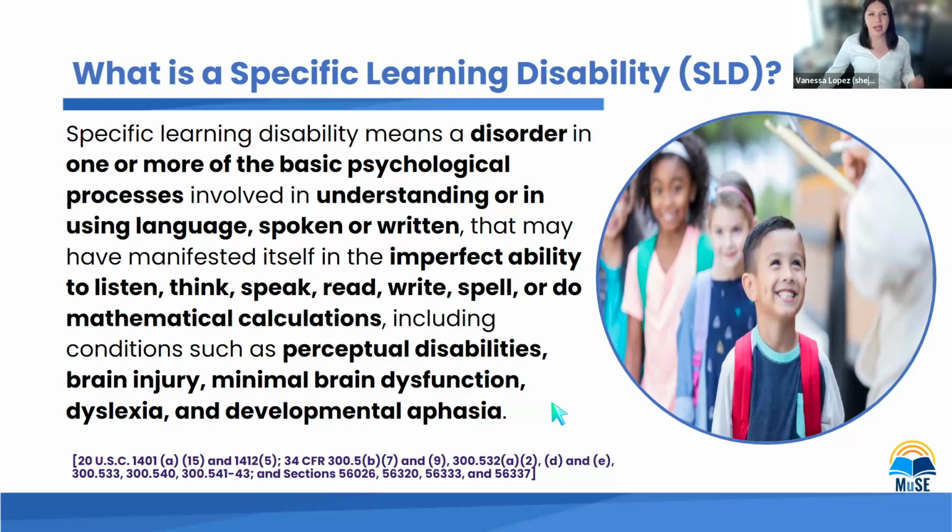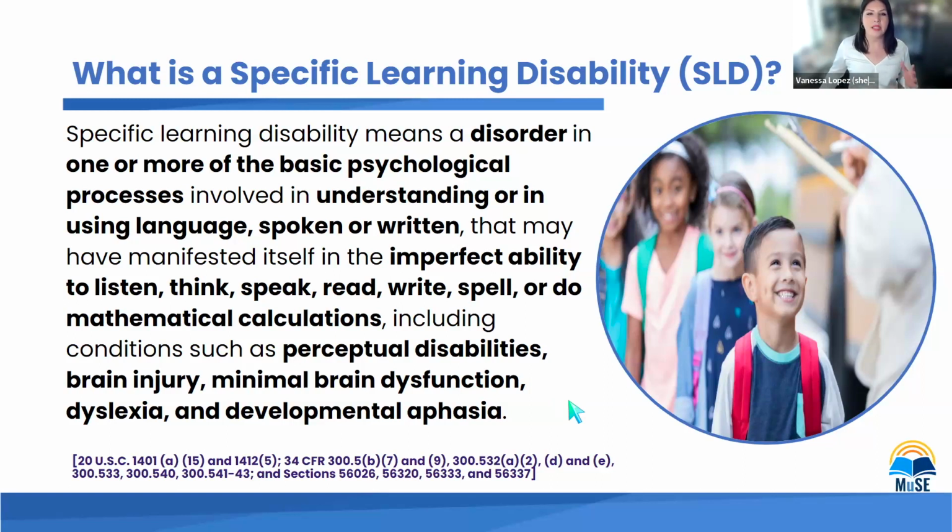So when we're talking about SLD, we're talking about a disorder in one or more of the basic psychological processes, those processes that are involved in understanding or using language, whether it be spoken or written, and that is typically manifested in, we love this phrase here, imperfect ability to listen, think, speak, read, write, spell, or do mathematical calculations. That might be inclusive of conditions such as perceptual disabilities, brain injury, minimal brain dysfunction, dyslexia, and developmental aphasia.